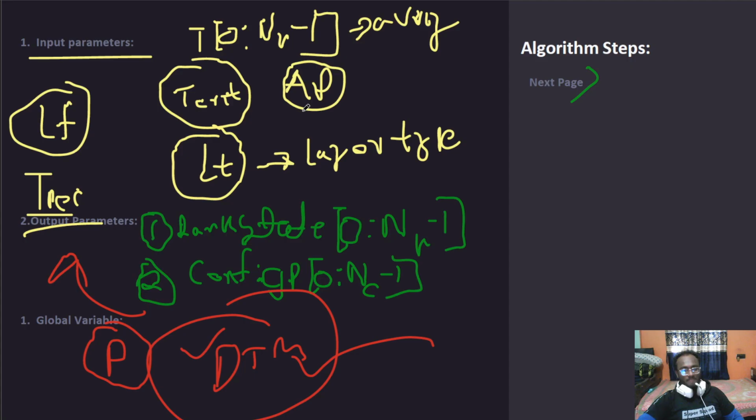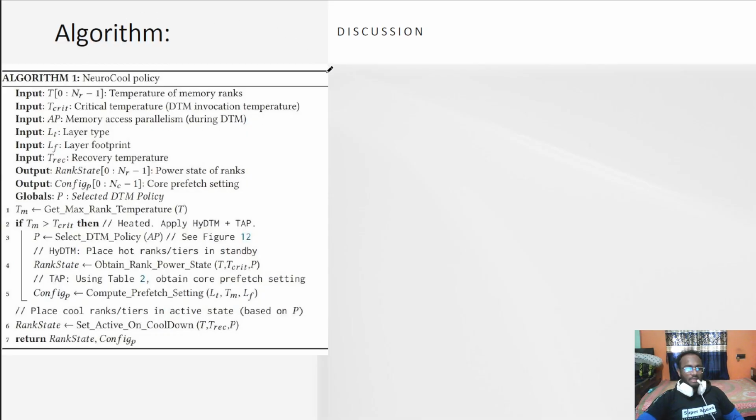Now coming to the main thing, the algorithm. Here is our algorithm. We have to discuss this algorithm properly and understand how it works. The first input parameter we discussed, and the output parameters we also discussed, rank state and config p, and the global variable P, which selects the DTM policy. First step is step number 1.